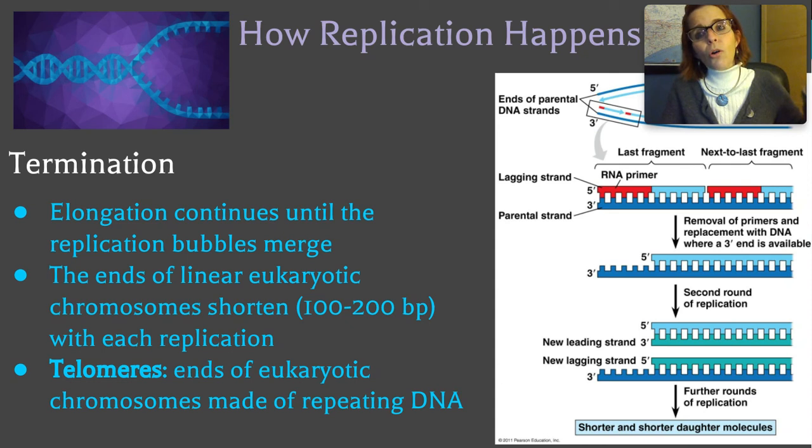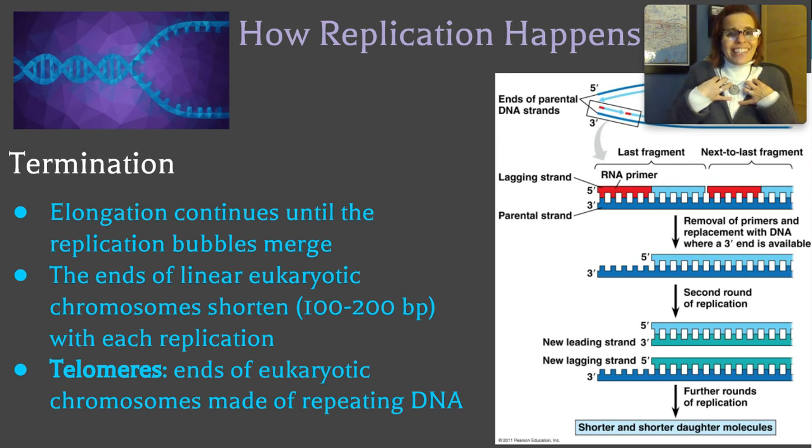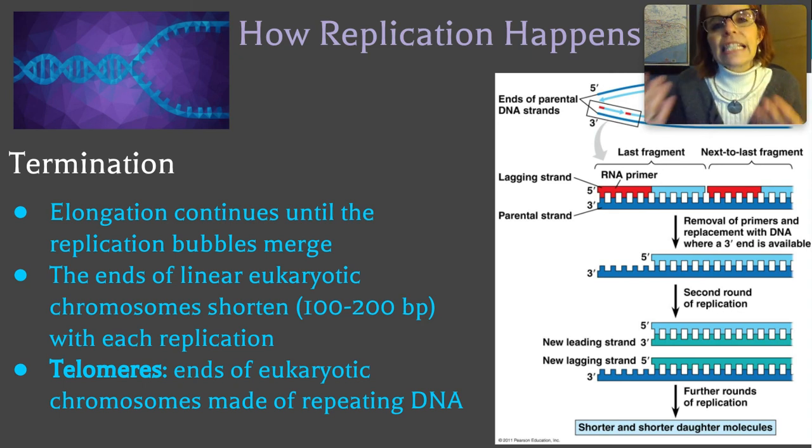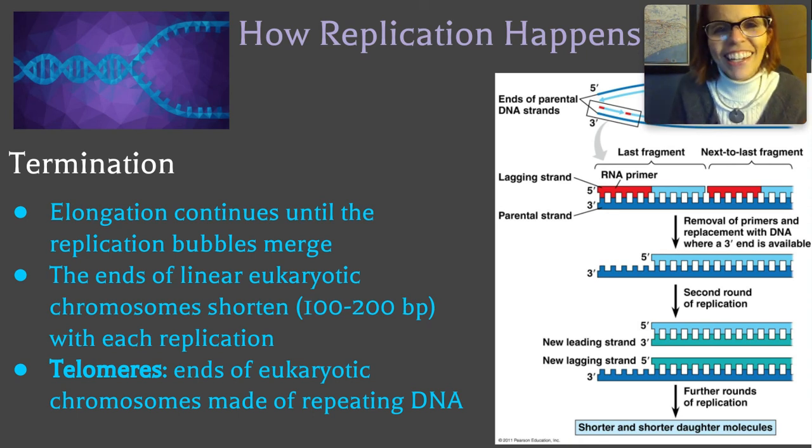Once it gets so short that we start getting into the nitrogen bases that matter, that are the genes that determine our traits, then the cell has to stop copying that DNA. And that's when we enter senescence. That's when our cells stop dividing and they say, okay, we can't divide anymore or the DNA is going to get damaged. And that's what leads to aging and old people diseases.